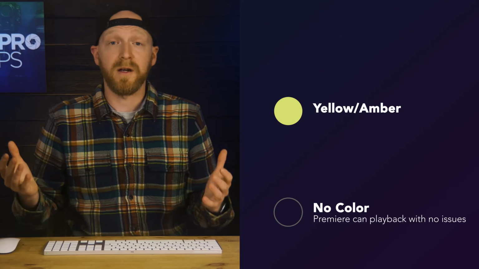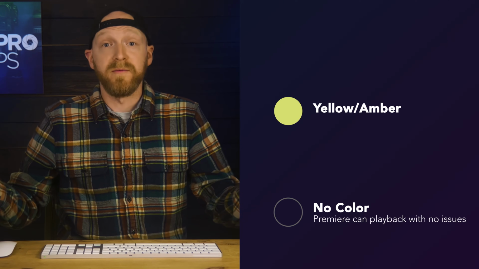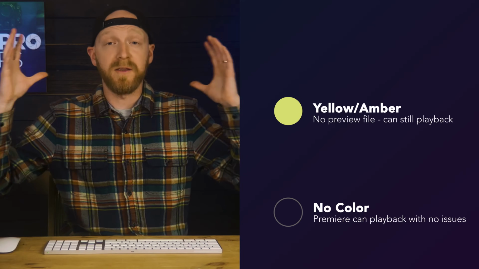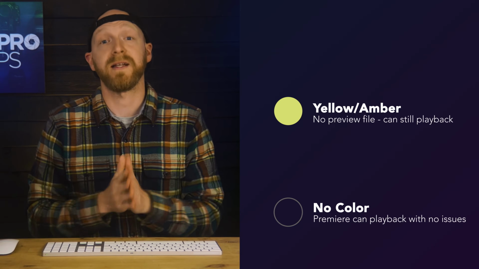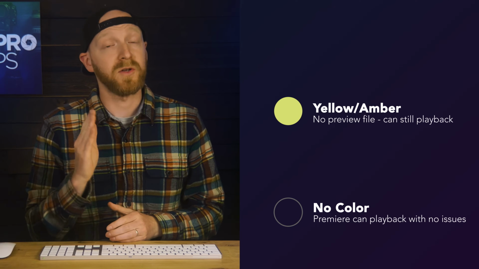Yellow is kind of similar to no color. Actually, think about this as like a traffic light system. No lights, you never see no lights, do you? But that is a good thing. Yellow is kind of amber, there's a bit of a warning. So yellow means that no preview file has been rendered by Premiere Pro yet, but it believes that it can play it back in real time without too much of an issue.